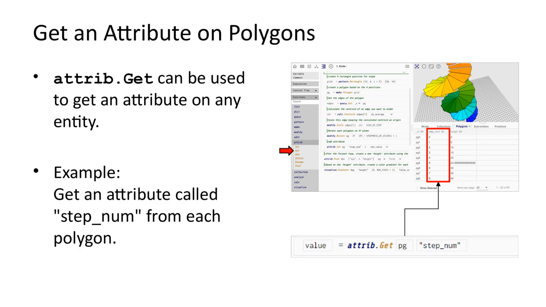To get an attribute value, you can use the attrib.Get function. In this case, the function arguments take an entity and an attribute name. If the attribute name does not exist, the function will throw an error. If it exists, the function will return the attribute value.